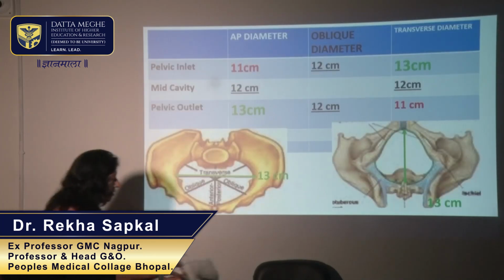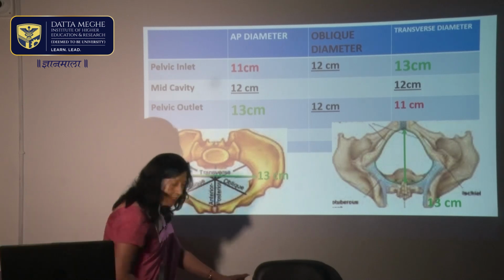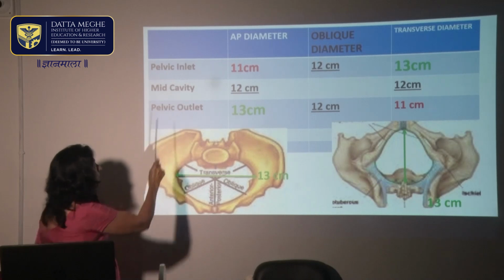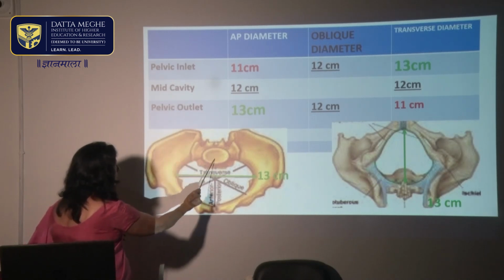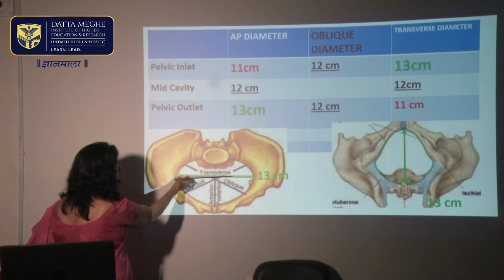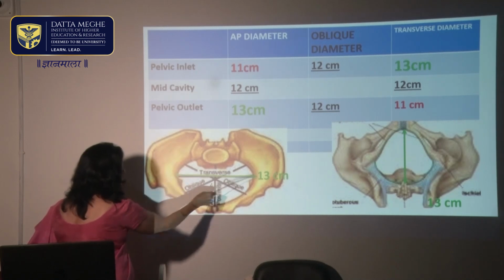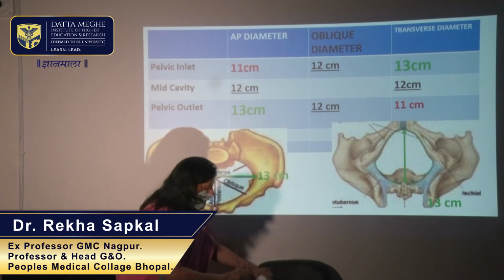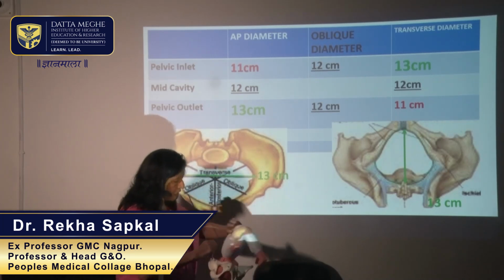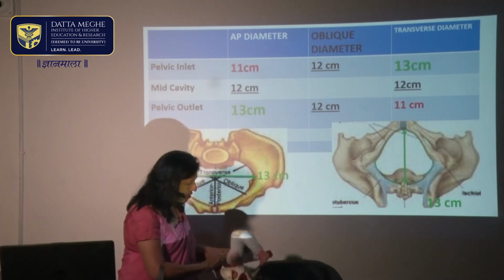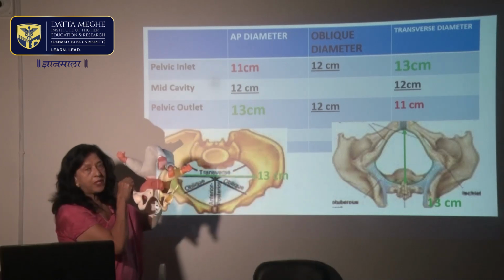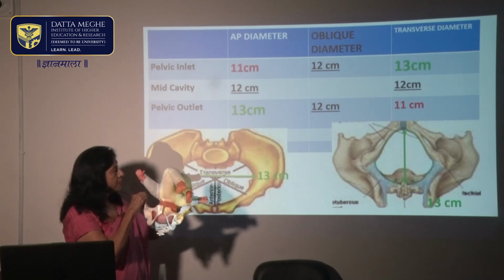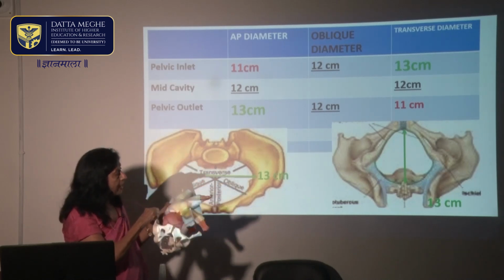In short, we will revise the different diameters of the pelvis and how to remember, I will tell you. Pelvic inlet, this is 11. This one is 12 and this one is 13. So, the greatest distance is 13. Means what? Whenever the head enters into the pelvic cavity, it will use the maximum space. So, it enters at the level of the transverse diameter. The entry of the head is in transverse diameter, exit is through the AP diameter.